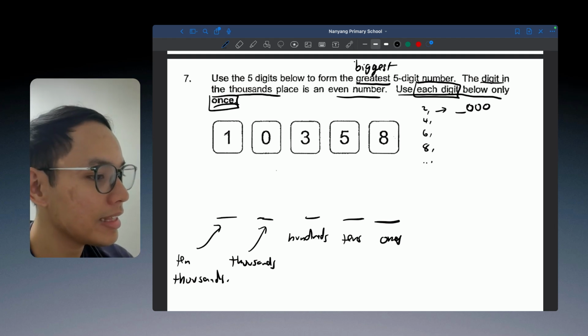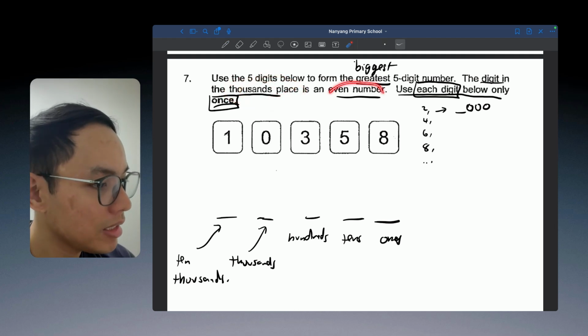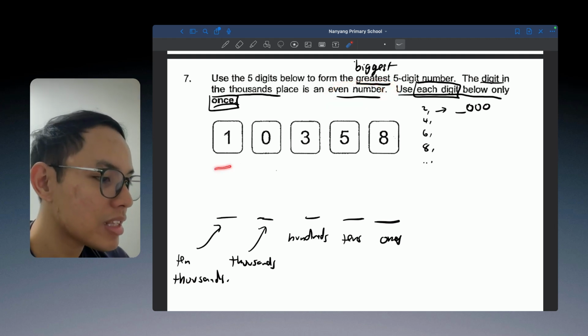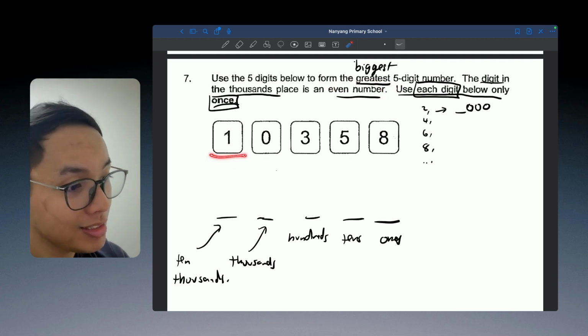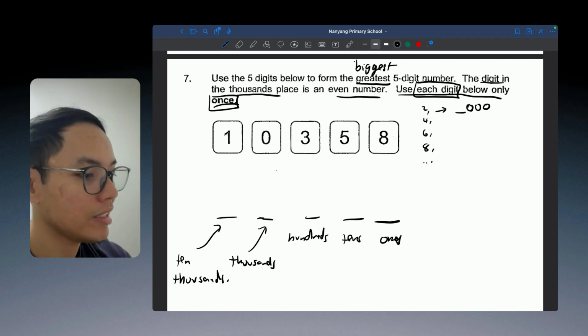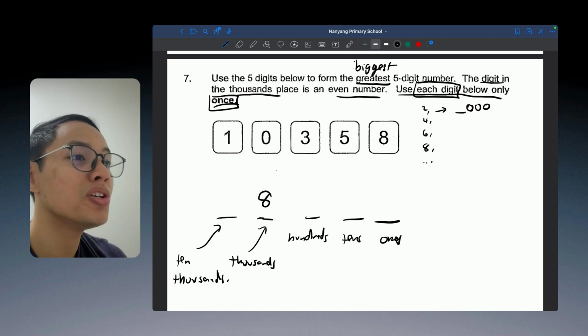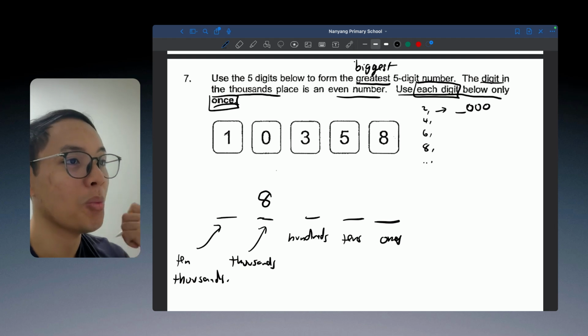Okay, so I see over here it's saying that the thousands place must be an even number. So out of these numbers, which number is an even number? Is it 1, 0, 3, 5, or 8? It's pretty obvious. It's actually 8. So we already know the number for the thousands place because there's only one even number.